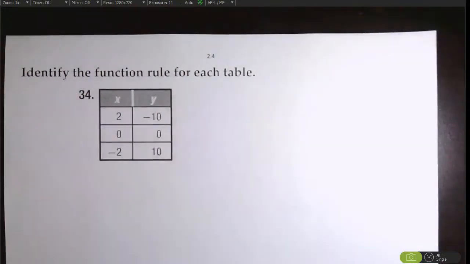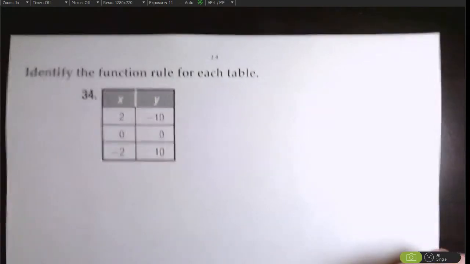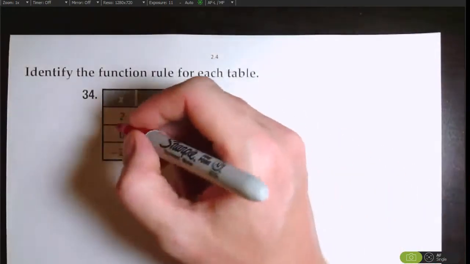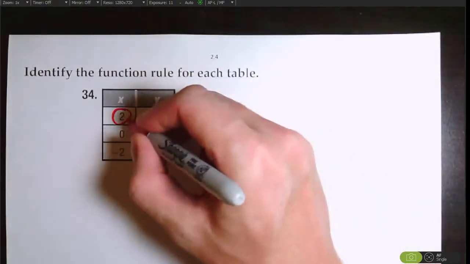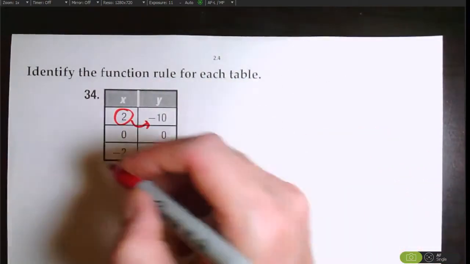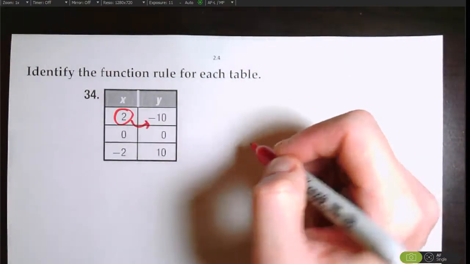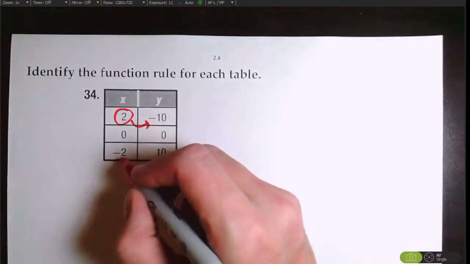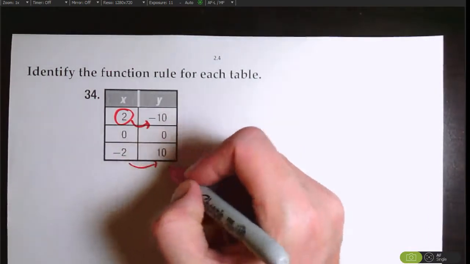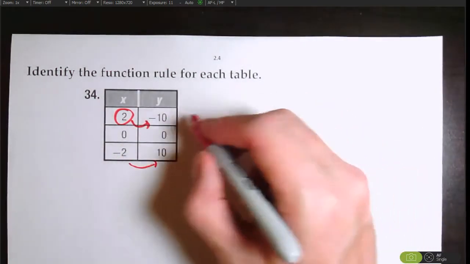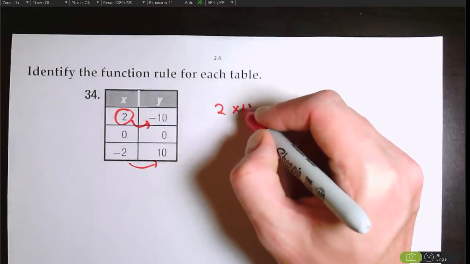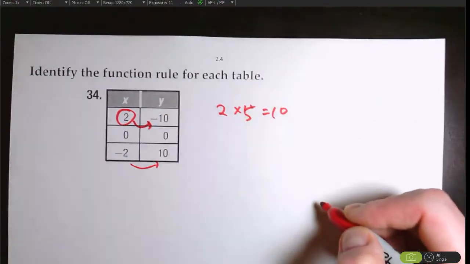Number 34 says identify the function rule for each table. Okay, so the question is this: what am I doing to x to get to this one? Now the easy thing to do is just ignore the signs for a moment. What do I do to 2 to get to 10? That's really the same for both of them. Well, I have to do that 2 times 5 would get us to 10.